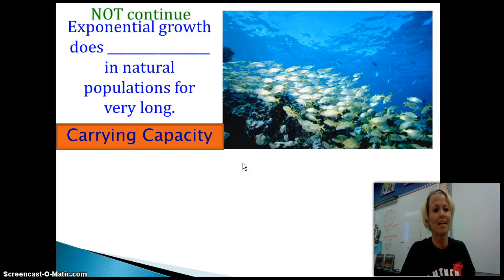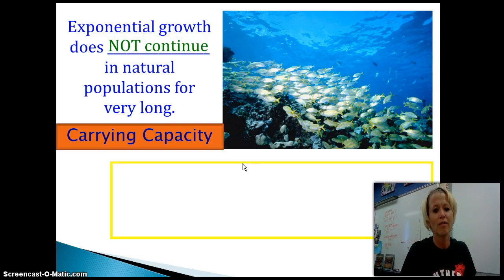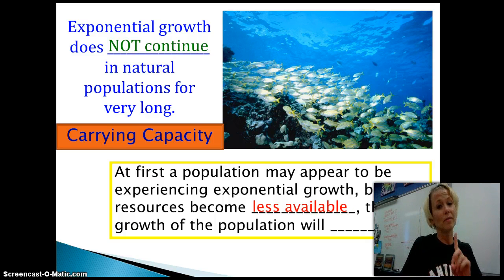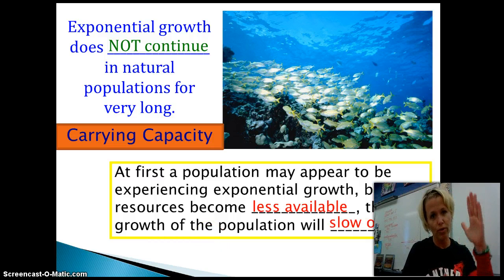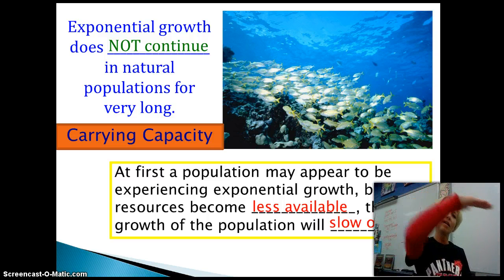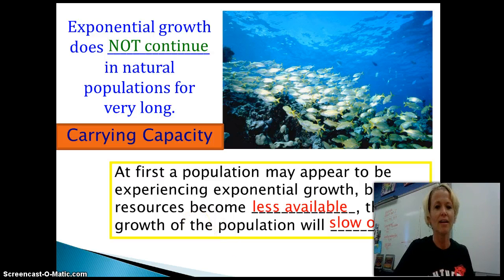So exponential growth cannot go on forever. Eventually we're going to reach a carrying capacity. So at first, like we said before, a population may appear to be experiencing exponential growth. But then, when resources become less available, or disease hits, or something else, that growth is going to stop or slow. And then we see it kind of playing out at the top. And we call that carrying capacity.